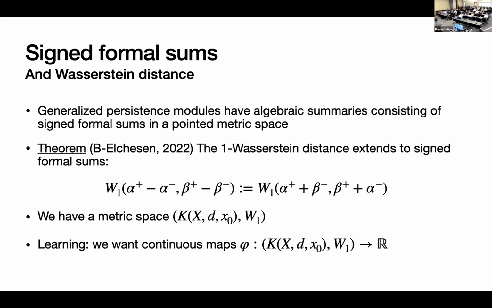And now looking ahead to the second half of the talk, what we want to do for learning is we want continuous maps on this into the real numbers. And then if we have a collection of those, that gives us a vector from our generalized persistence modules. And then that vector summary is something that we can feed into machine learning algorithms.